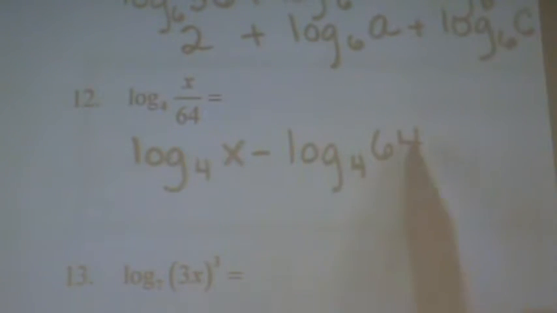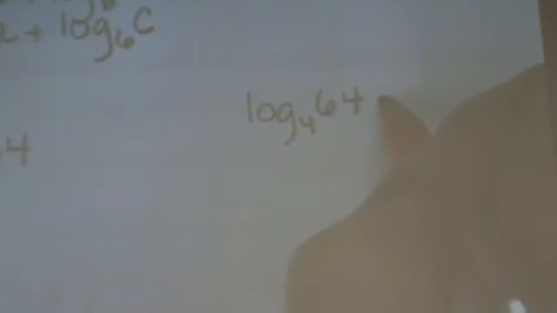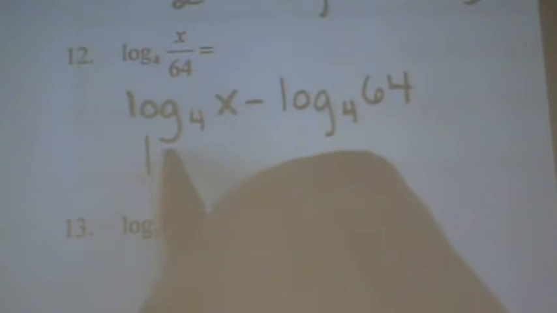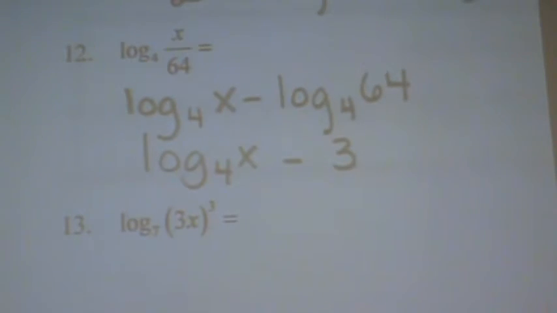Do you know what one of these is equal to? 4 to what power is 64? 4? 2? Huh? It's 3. This is a 3. So if you have off to the side, log of 64 base 4 equals what? 4 to what power is 64? It's a 3. So the best answer is that.